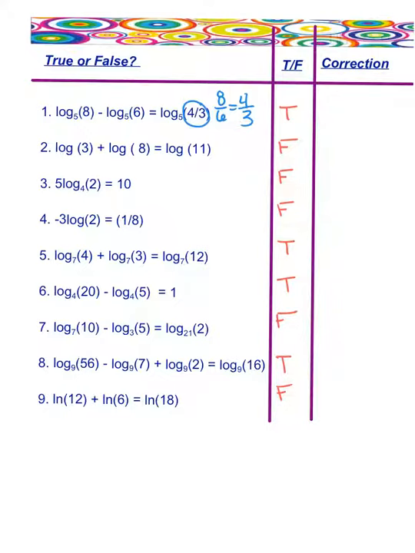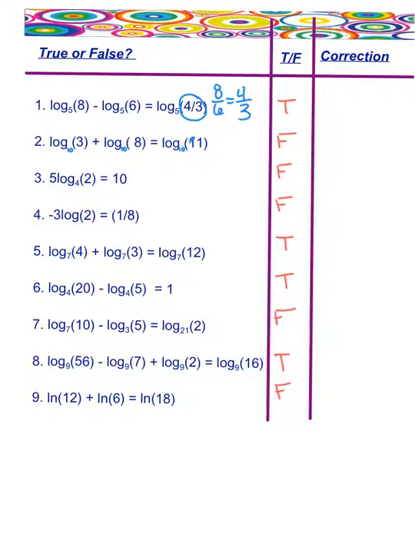The next one, log of 3 plus log of 8 equals log of 11. Remember, there is no base explicitly given, so therefore it's a common log, which is base 10. You're welcome to write these in if you need to. And this is false because we're using that product property. If I have log base 10 of 3 plus log base 10 of 8, I would multiply the 3 times 8 to get 24. So that would be my correction. I would change that 11 to a 24. Not the only one you could do, but that's probably the easiest one.